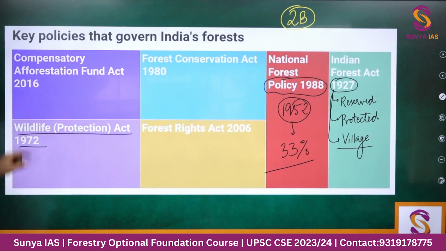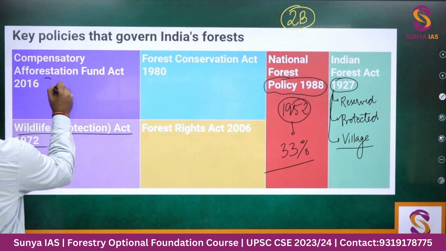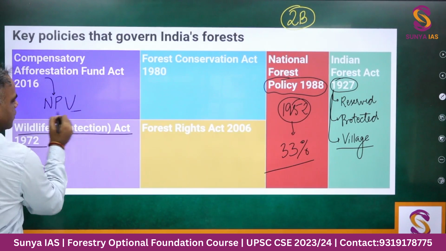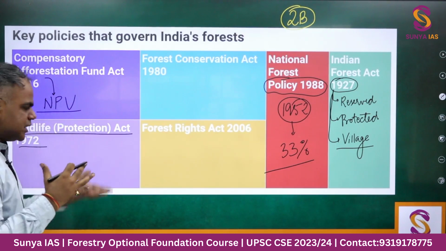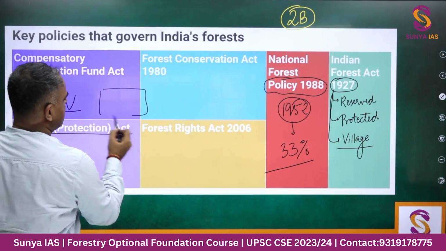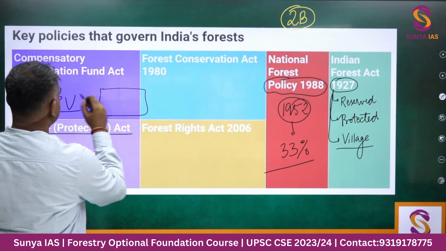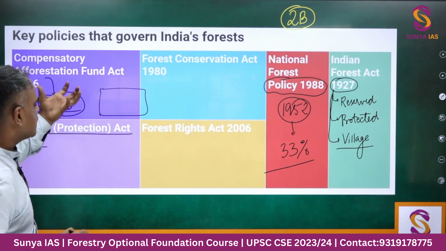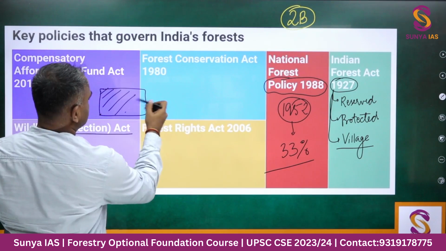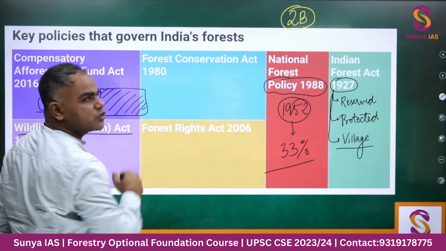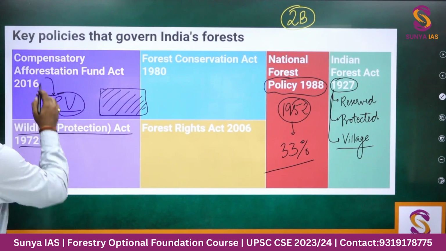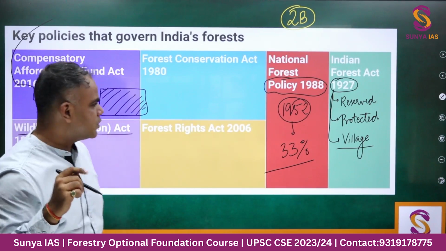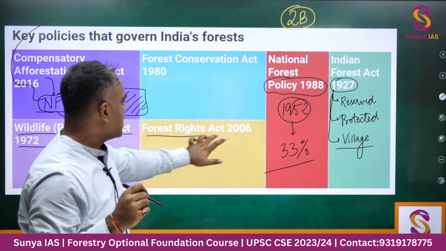We have a compensatory afforestation fund, which is also very important and talks about net present value. What is NPV? Let's say you are cutting a piece of area for a development or non-forestry purpose, so we calculate a net present value. So that for a similar area which has had the forest removed, the same amount will be used in plantation. NPV is also linked to the Godavarman judgment. There is a Forest Rights Act and there is also the Forest Conservation Act.